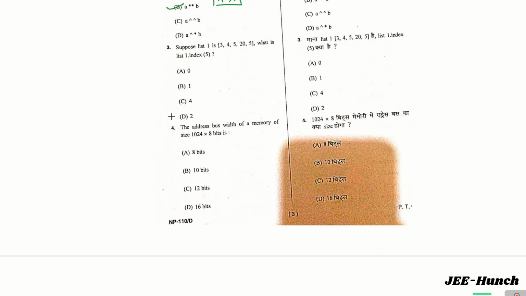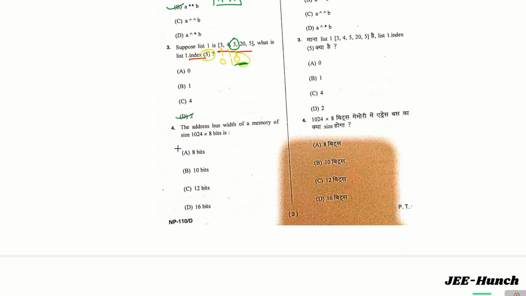Next. Question number 3 is suppose list is 3, 4, 5, 20, and 5. What is list 1 index 5? So here is a set of integers, and when we do indexing, we start from 0. So this 3 is at 0 index and 4 is 1 and 5 is second index. So in the question, what is list 1 index 5? The index of 5 is 2. So option number D is correct, 2.